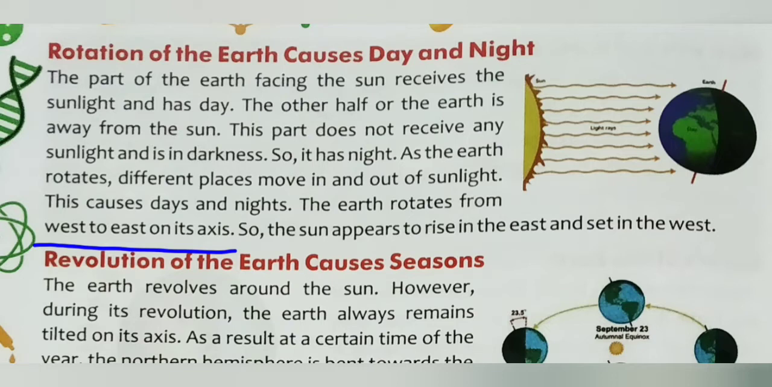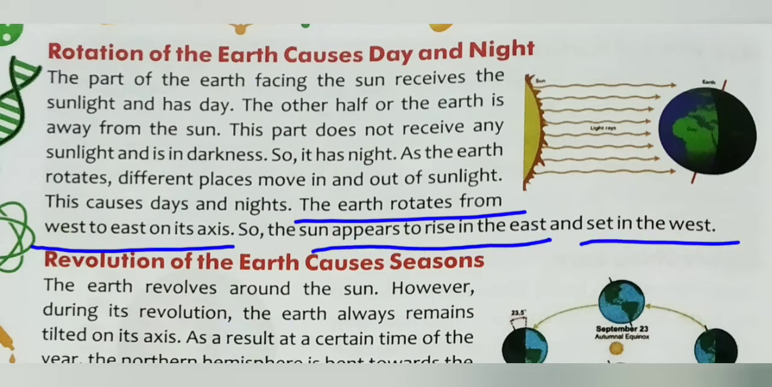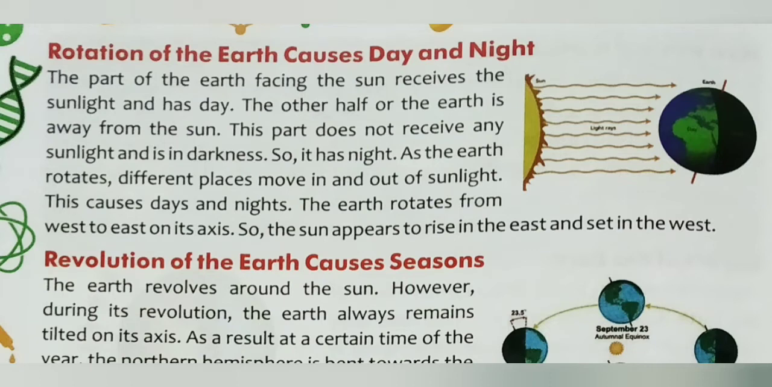So the sun appears to rise in the east and set in the west, but because of the earth's rotation around its axis, it causes sunrise and sunset. That's why it is written here, the earth rotates from west to east on its axis, and the sun appears to rise in the east and set in the west. So it was about the rotation of the earth.